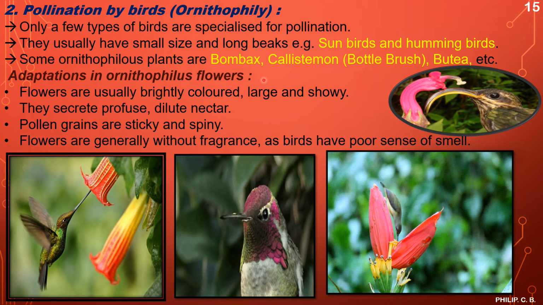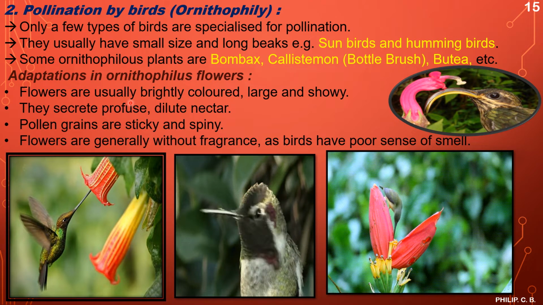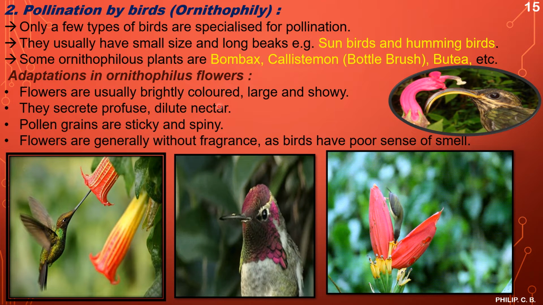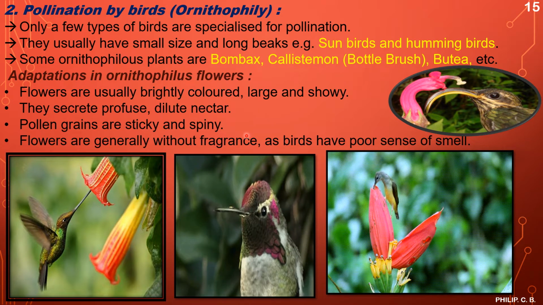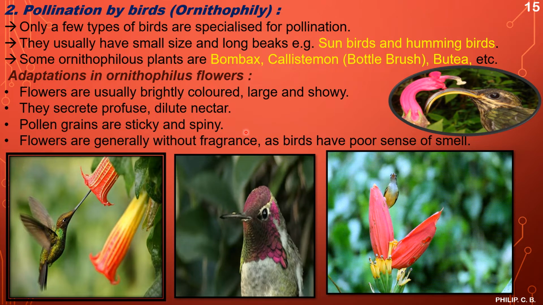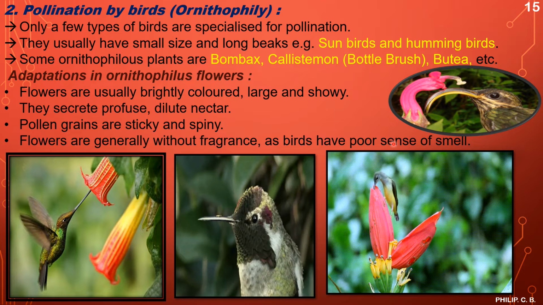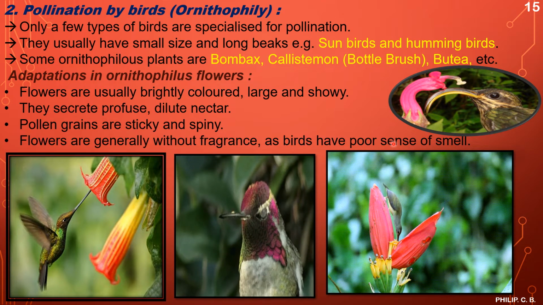Adaptations in ornithophilous flowers. So what is the adaptation in case of the bird-pollinated plants? Flowers are usually brightly colored, large and showy, again for attraction. They secrete profuse dilute nectar. Pollen grains are sticky and spiny. Flowers are generally without fragrance as birds have a poor sense of smell or taste. In case of bird pollination, the fragrance is not there, because birds' sense of smell is very low.